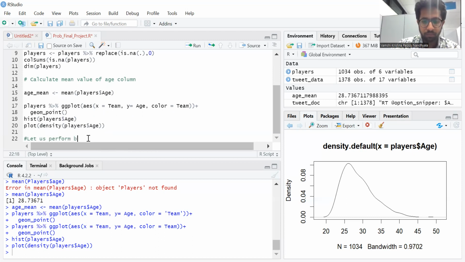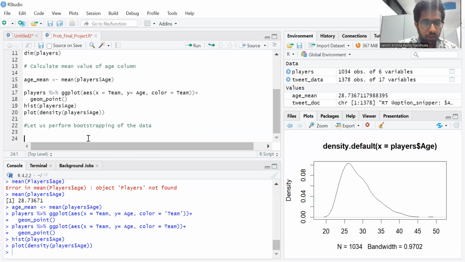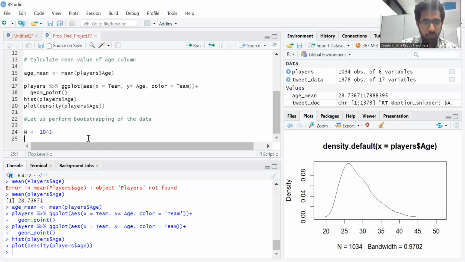Let us perform bootstrapping of the data. Here I'm taking the value of n, which should be resampled 10 power 5 times, and I'm going to bootstrap the age column. So I'm defining age bootstrap as numeric of n.